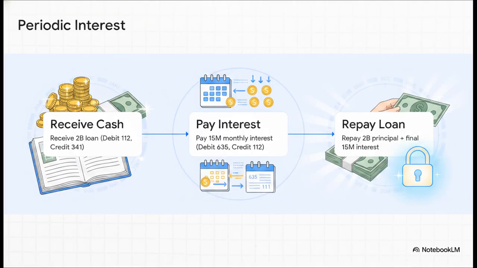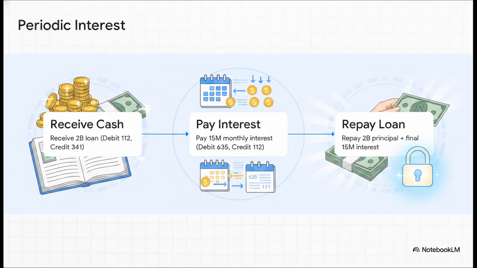Let's apply the simplest method, periodic interest, to Dai Viet Company. They take out a $2 billion VND loan at 9% per year. Step 1. They receive the cash on January 1st. Step 2. Every single month, they pay $15 million in interest, logging it directly as a financial expense.